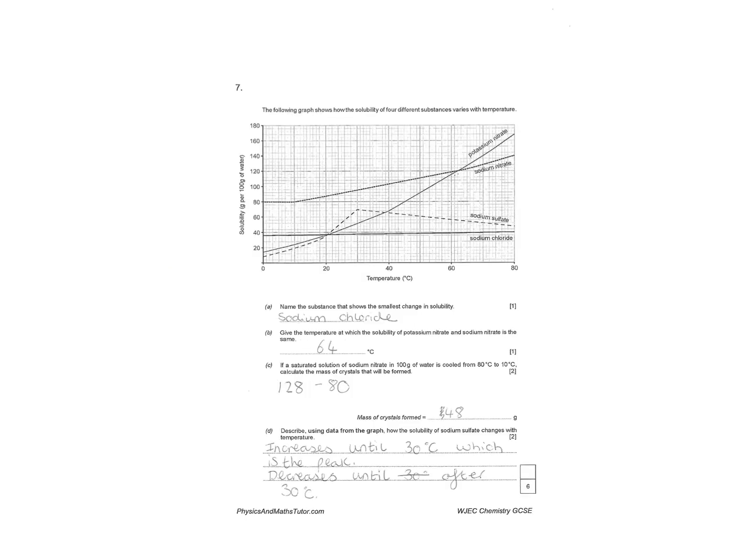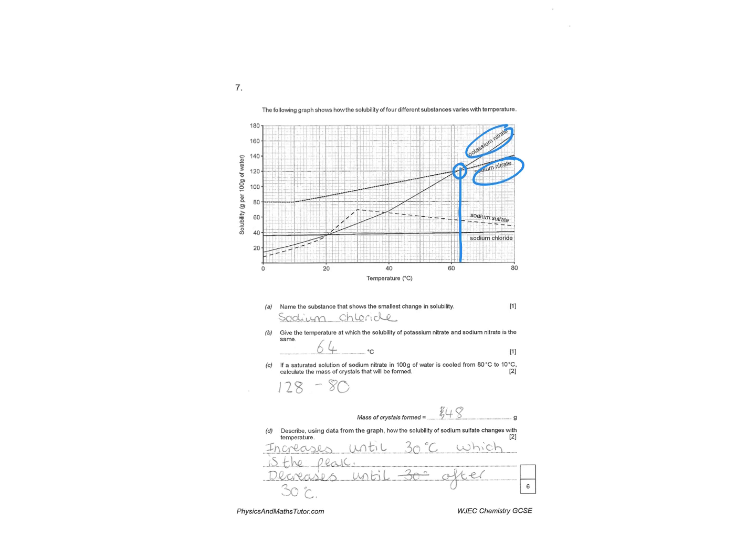Final question then, another solubility curve. Name the substance that shows the smallest change in solubility. Is this one. As you can see, barely anything is happening. Sodium chloride. Give the temperature at which both potassium nitrate and sodium nitrate are the same. So look for them. It's where they cross over. If you draw a line down, it's going up in 1s, so that's 64.